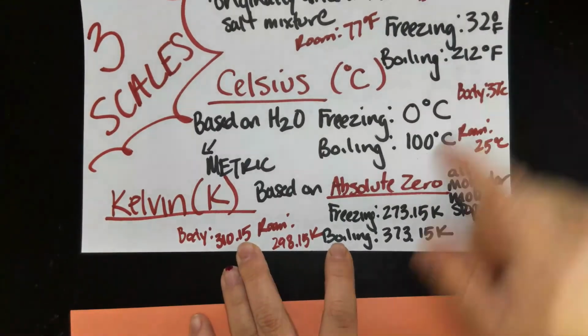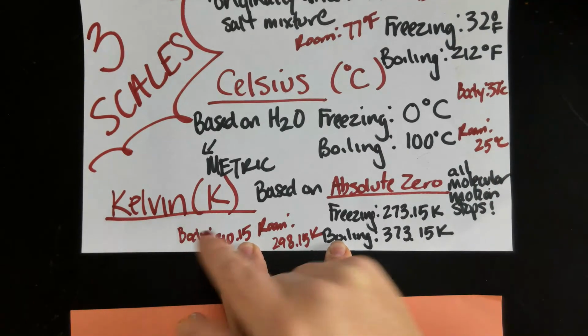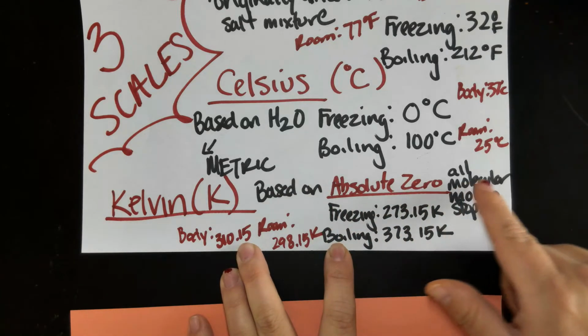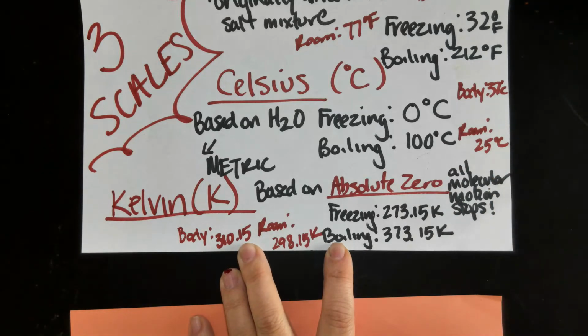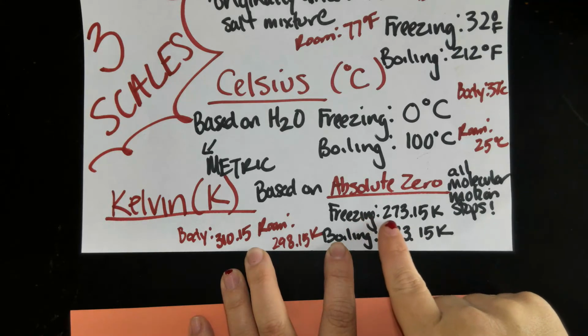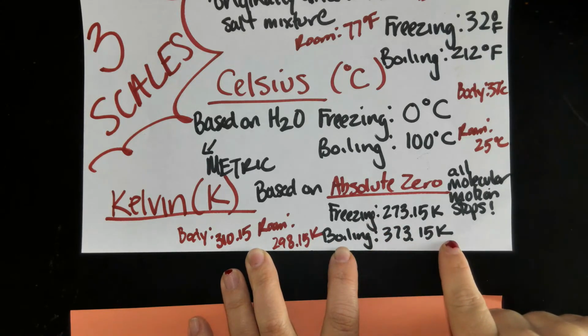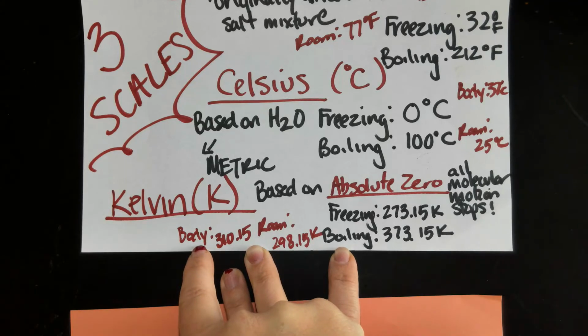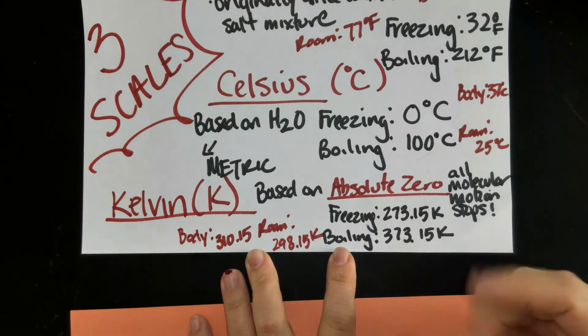Okay? The Kelvin scale is something that you may have never used before in physical science. You probably studied this a little bit. Kelvin is based on a value called absolute zero, and absolute zero is where all molecular motion stops. The freezing point on the Kelvin scale is 273.15 Kelvin. The boiling point is 373.15 Kelvin. We like to say that normal body temperature is 310.5 Kelvin, and the average room temperature is 298.5 Kelvin. Okay, and you're probably thinking, what do all of these numbers mean to me?